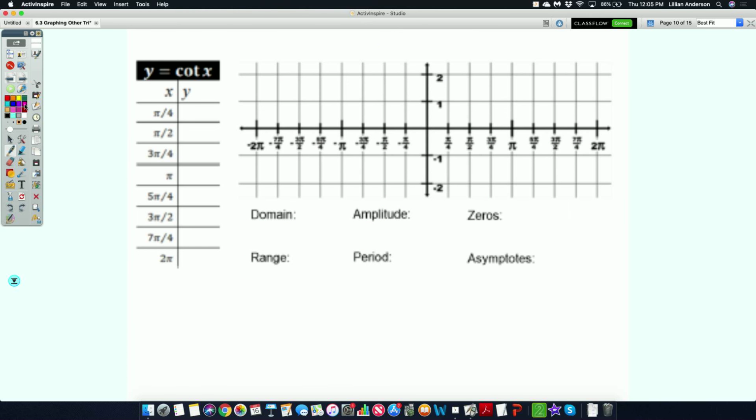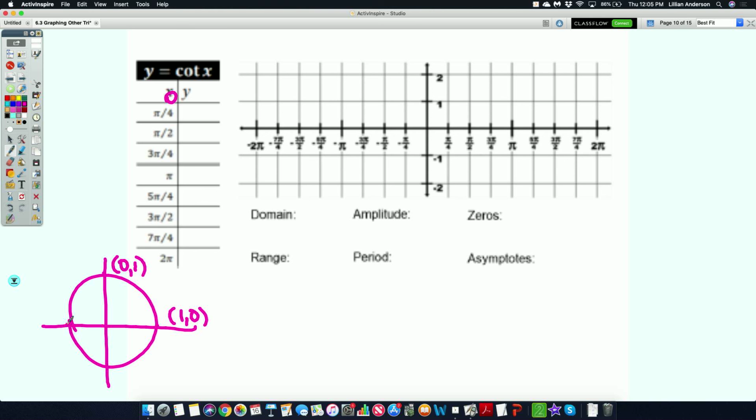Cotangent is very similar, okay? Except this time cotangent is what over what? X over y. So the cotangent of 0 would be 1 over 0. It's undefined, 1 over 0. Pi over 4 is the one in the middle.